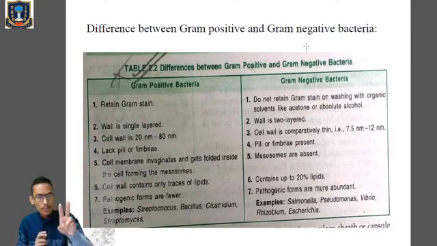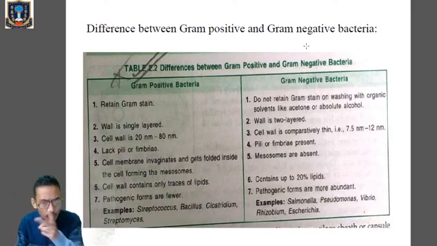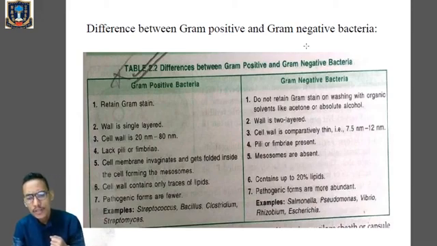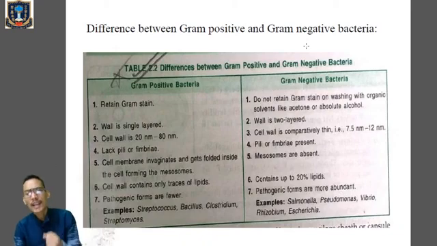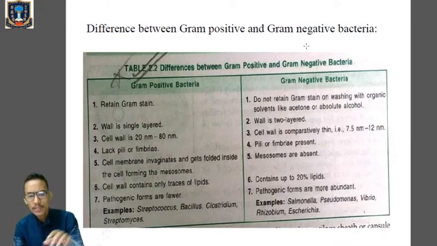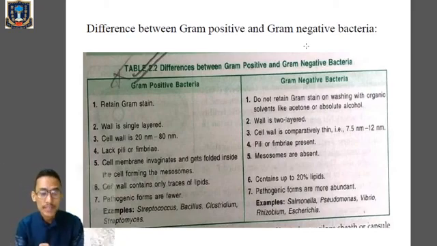Now, gram-positive bacteria, point number 2, have a single layer, composed of peptidoglycan. Gram-negative bacteria are composed of two layers. What are the two layers? The first layer is peptidoglycan and the second layer is lipopolysaccharides. Clear? Due to the presence of the second layer, lipopolysaccharides, gram-negative bacteria were not able to retain the gram stain. Point number 3, the cell wall in gram-positive bacteria is 20 nanometer to 80 nanometer, whereas in gram-negative it is 7.5 nanometer to 12 nanometer.